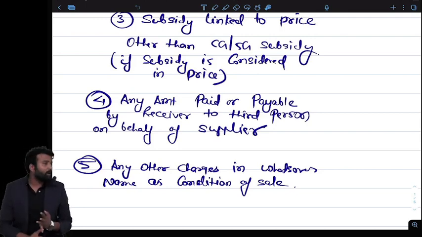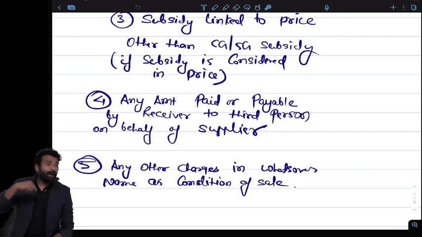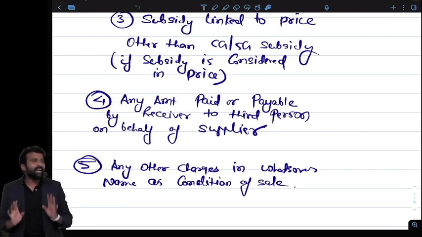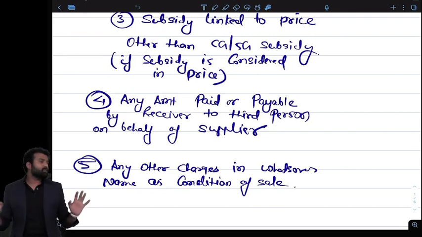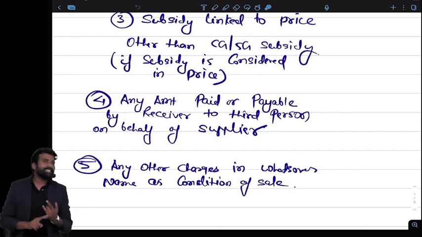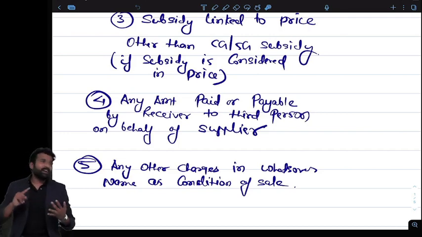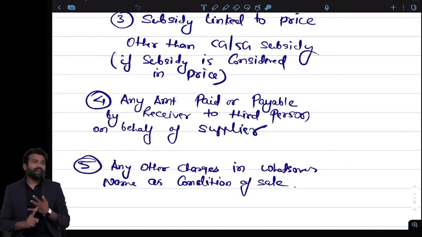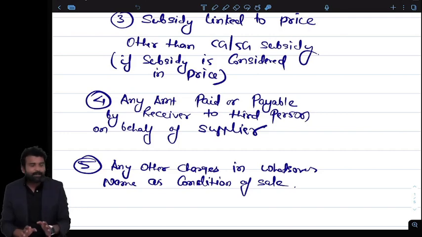So if any amount is paid by the buyer on my instruction to the third party, then that amount will also be included. And any other charges in whatsoever name, if I am charging the packing charges, marketing charges, research and development charges, advertisement charges, any charges I am charging, that all will be included in my value.